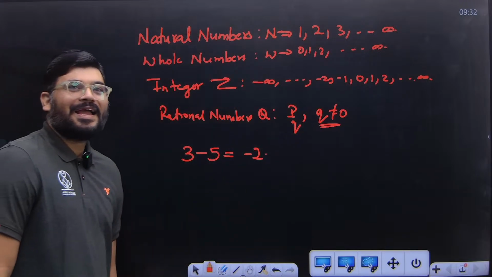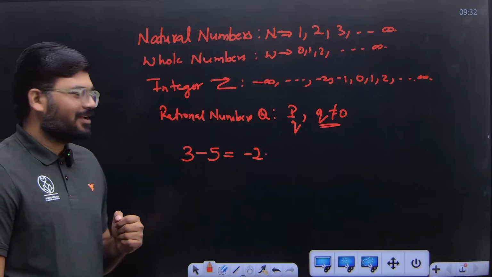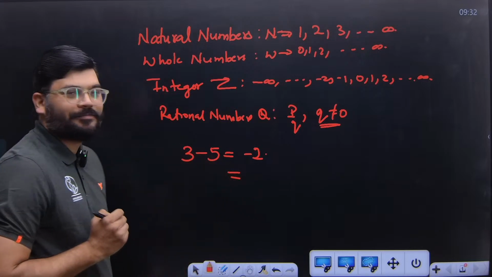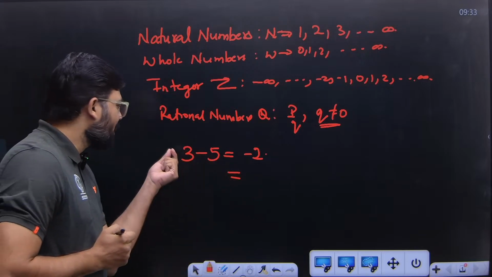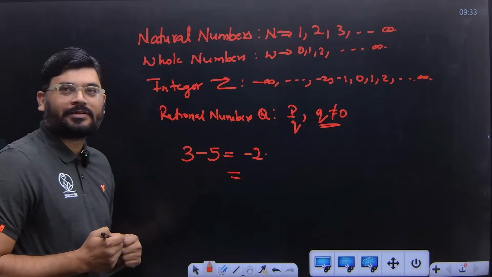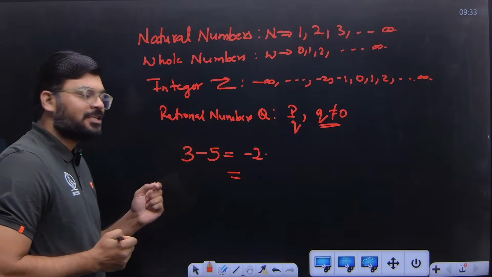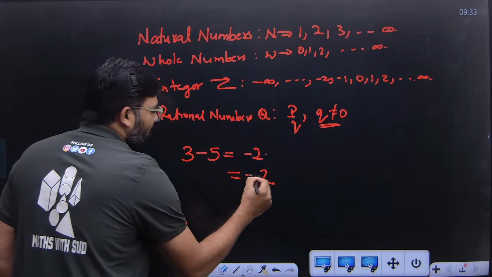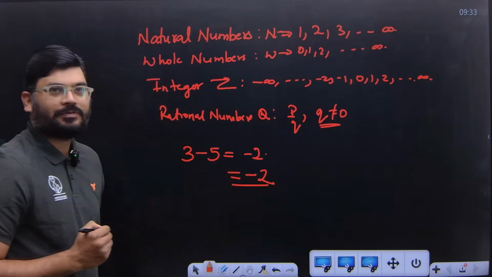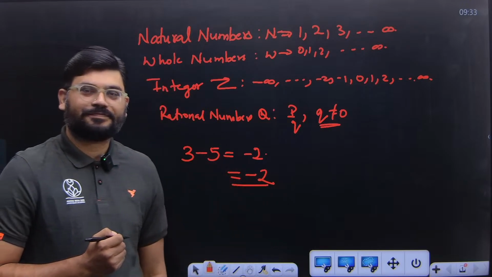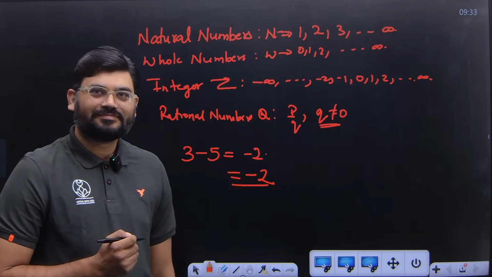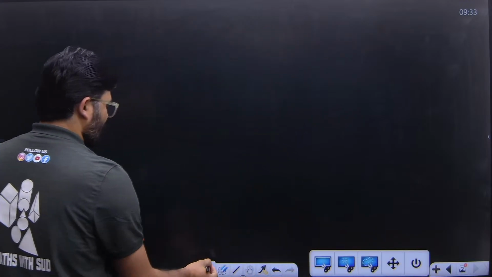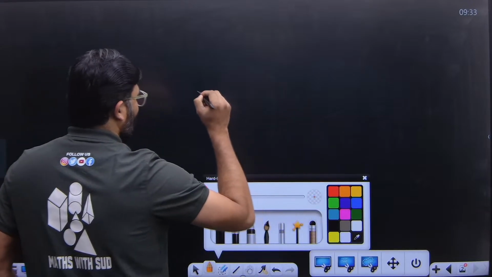And there was another way of doing it. Whenever two numbers are having different sign, you need to subtract the lower number from the higher number. So 5 minus 3 is how much? 2. But the sign of the higher number will be there. So it is going to be -2. Understood? Now do you remember?